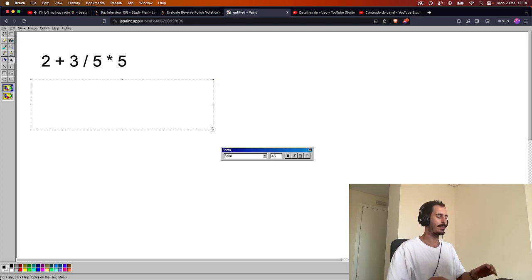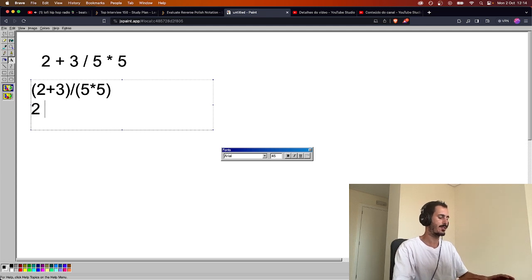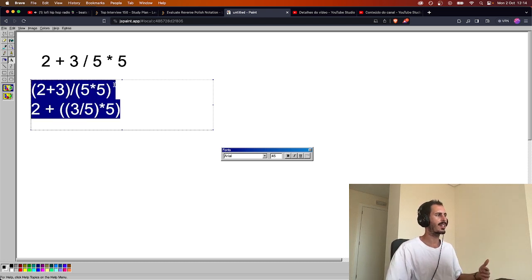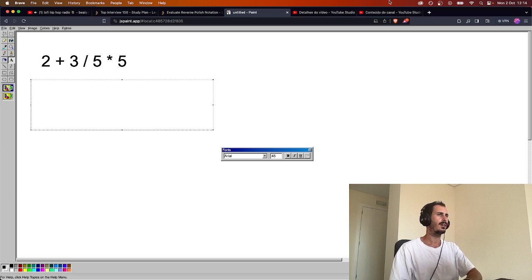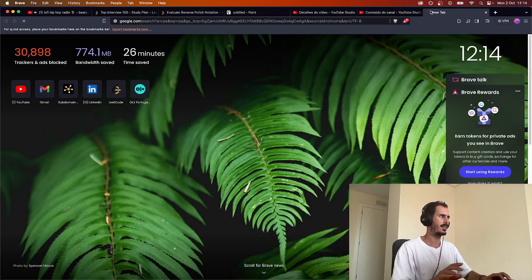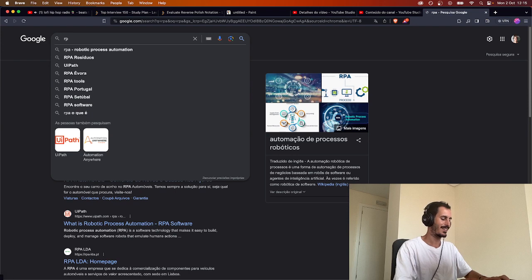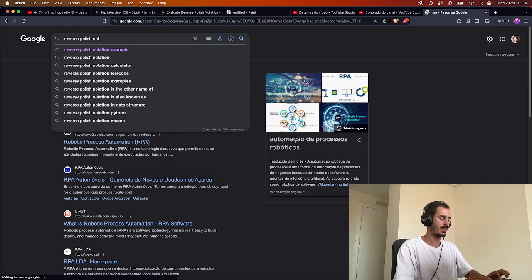Well, it's ambiguous, but you can have 2 plus 3 and then divide by 5 times 5. And you can also interpret it as 2 plus 3 divided by 5 times 5. Let's just put some other parentheses here. So there are many ways to interpret this.